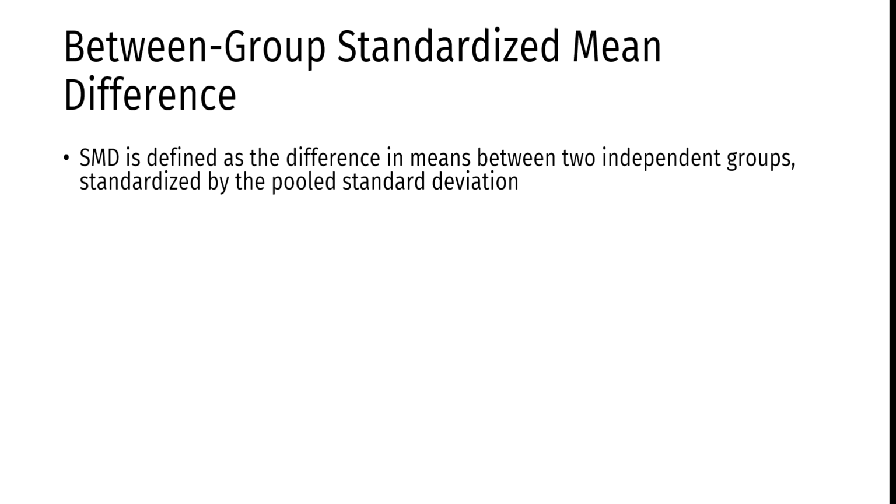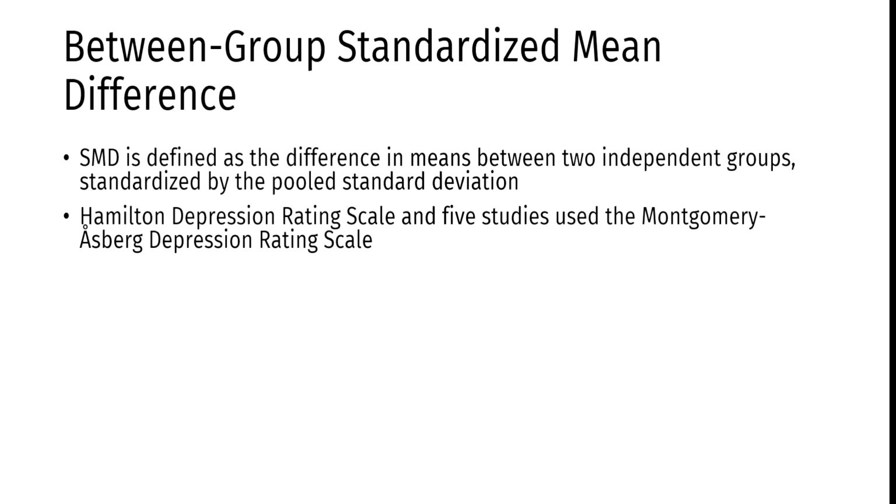Standardized mean difference is another, more popular method of effect size measure for continuous outcomes, and it's defined as a difference in means between two independent groups, standardized by the pooled standard deviation. That means you take the mean in the experimental group minus the mean in the control group, divided by the standard deviation, which is pooled from the two standard deviations. You remember we saw how you calculate the pooled standard deviation in our last session.